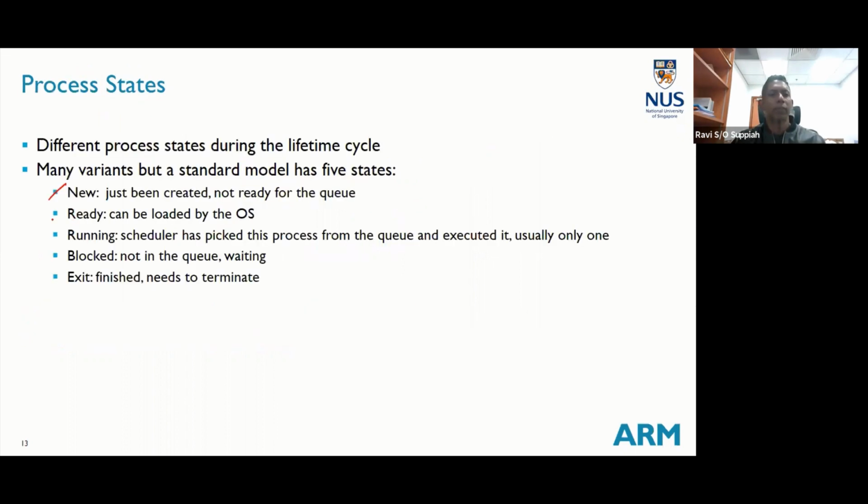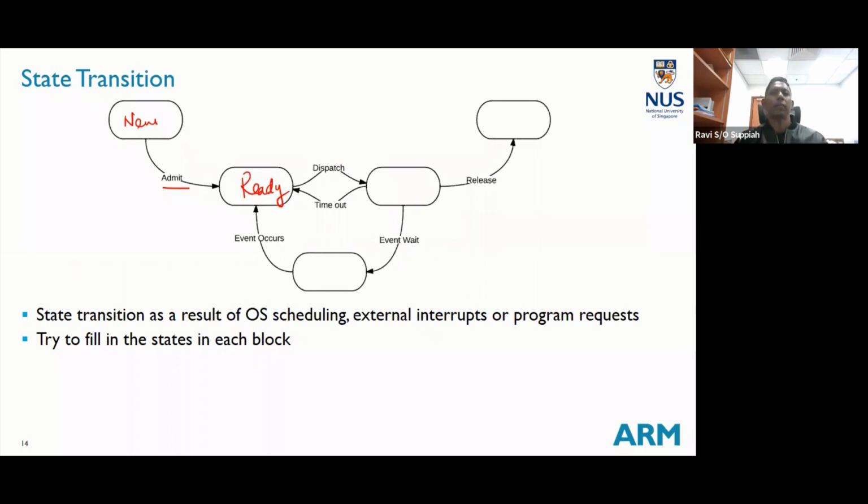Ready state means it can be loaded by the OS. That means, when I say a task is ready, I have all the resources I need to start executing. So that is what ready means. I have everything I need to start executing.